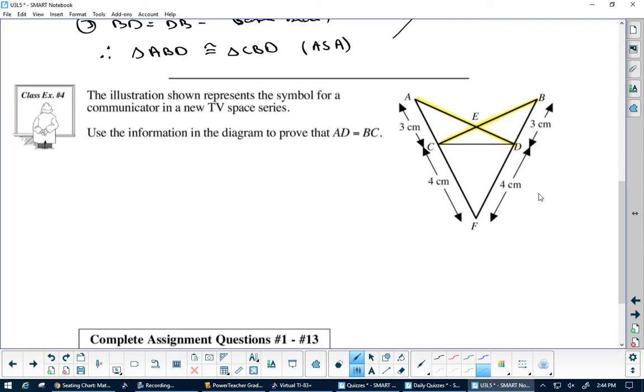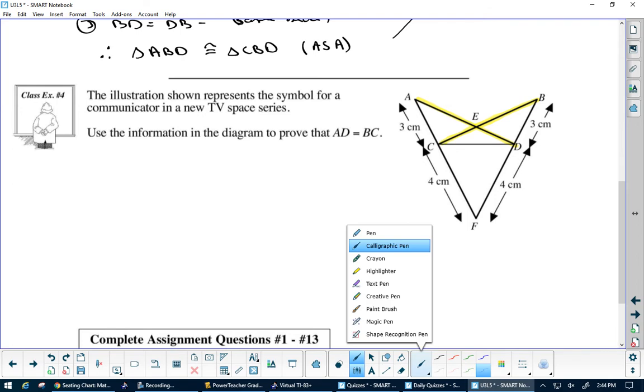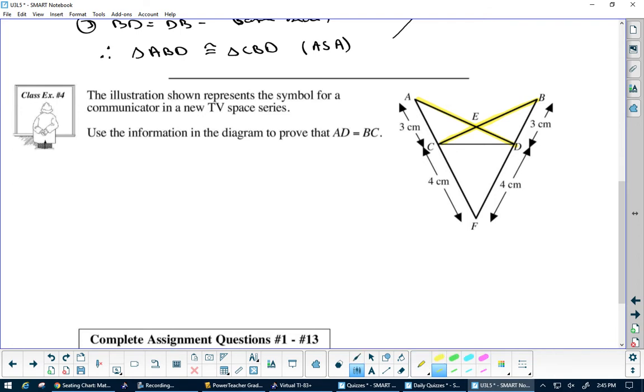I'll give you a hint on this one. If you can see this, this is where you want to start. What kind of triangle is that? It's an isosceles triangle. Therefore, this must equal this. Just by the law of the triangle, right?